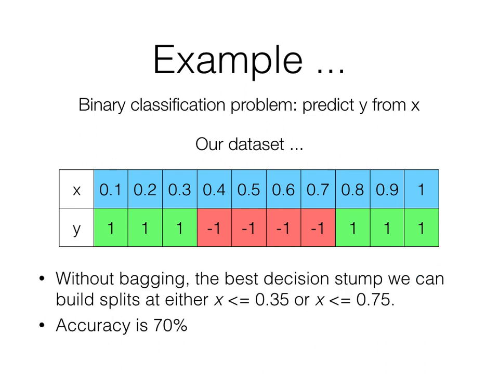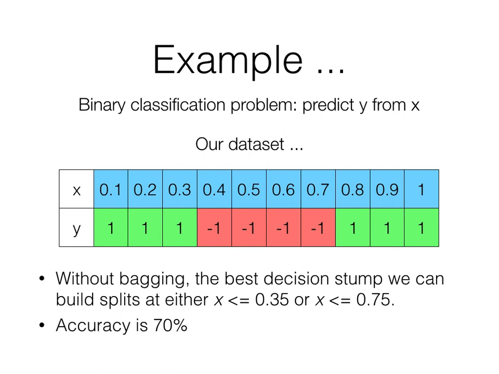So without bagging, the best decision stump that we can do is either a split at x equals 0.35 or at x equals 0.75. So if we have x less than or equal to 0.35, then everything on the left-hand side of that will be a 1, and everything on the right-hand side would be classified as a -1 because there's more -1s than 1s on the right-hand side.